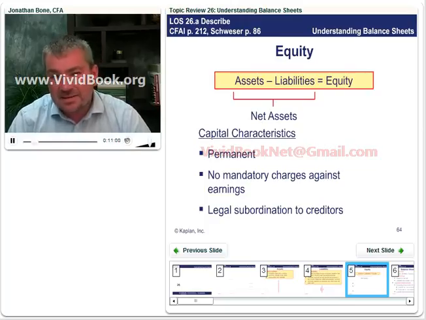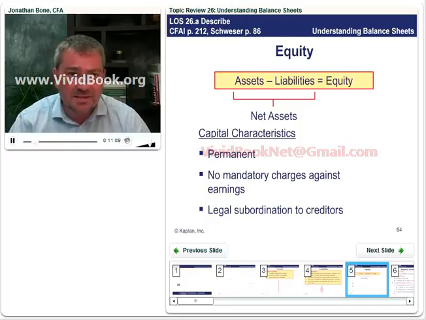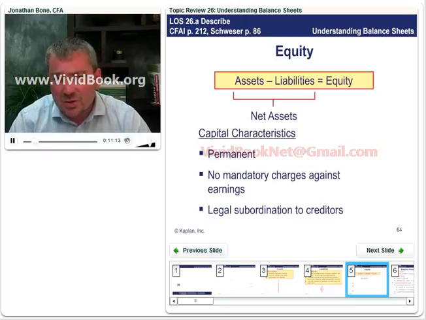Capital characteristics, equity is permanent. It typically doesn't have a redemption date on it. Now, of course, I know that's not necessarily the case with certain preferred shares, preference shares or preferred stock as we like to call it, which could be redeemable, but that's unusual.